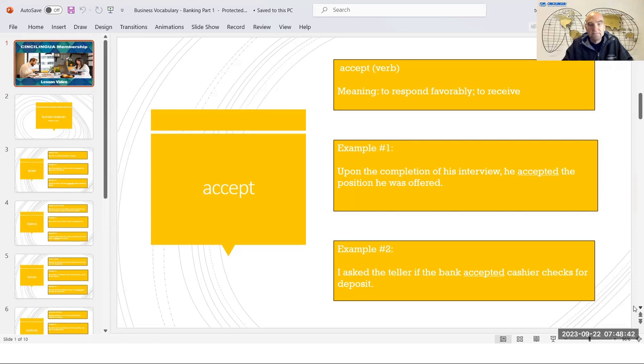So here is our first word, accept. It's a verb, and it's helpful, I think, to know the noun form is acceptance. So acceptance is the noun form. Our word here is the verb accept.